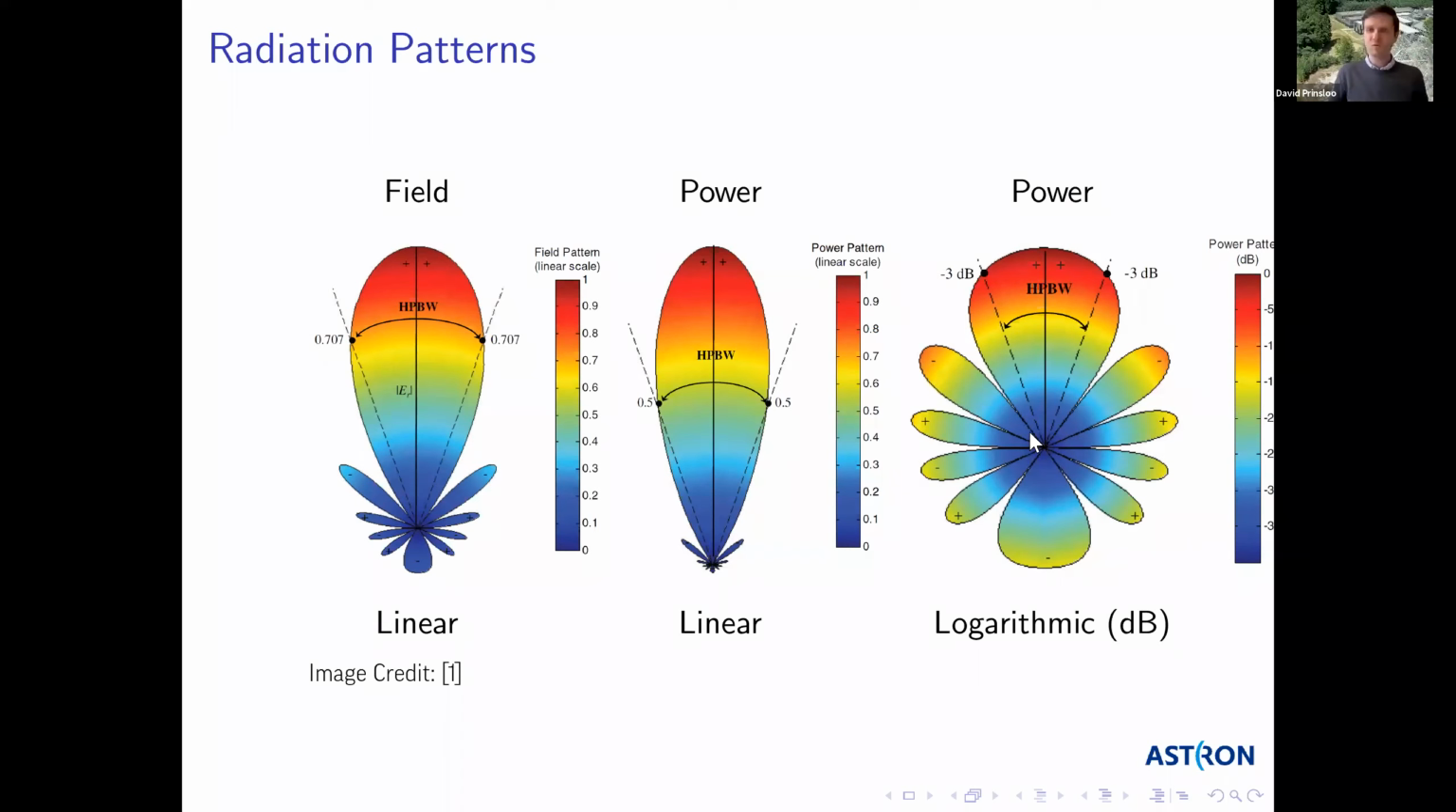And you can also plot radiation patterns in logarithmic scale. So then you plot it in decibels. And it's very common to actually rather show your radiation performance in decibel value than in linear scale. So you'll see most of the graphs that we'll look at for the antennas that we design will be in decibel scale.